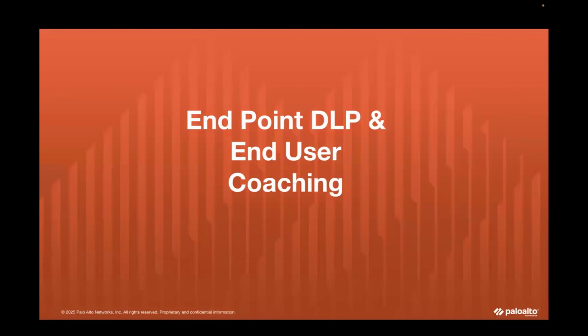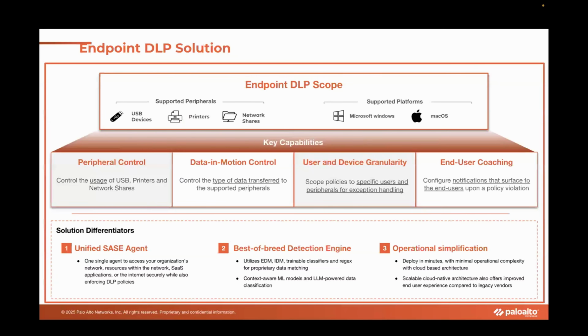Okay, so we do have the endpoint DLP and end user coaching capability as well. So from an endpoint DLP perspective, we do support USB, printers and network shares as peripherals, where you can prevent files from being copied, any file from being copied, or files that match certain sensitive information. Say, for example, you have personally identifiable information, files that you don't want to be copied onto the peripheral devices, or you don't want, say, a functional specification to be copied by the employees onto the peripheral devices, right? So that can be done with the endpoint DLP.